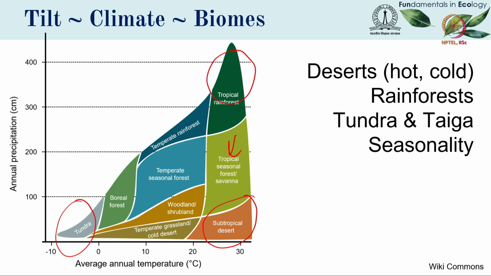So the tilt of the earth gives us predictable patterns which are evident in the form of deserts, which can be both hot and cold. Hot deserts are the typical deserts, and cold deserts are the ones which are at high elevations. Then we see rainforests in certain zones of this graph made up of precipitation and temperature. Cold places where it's possible for trees to grow, you get the taiga. Where trees cannot grow, you get the tundra.